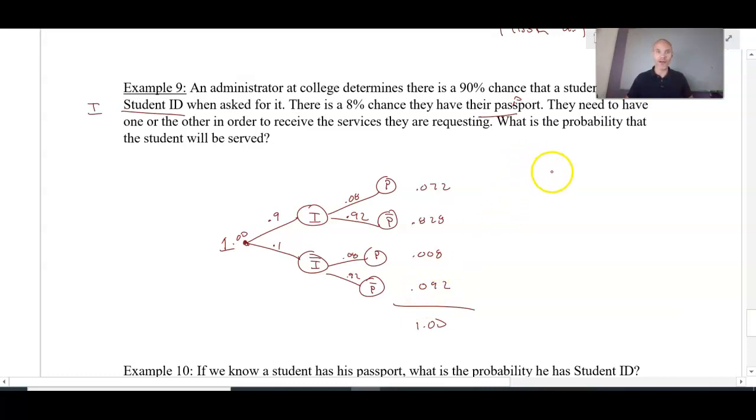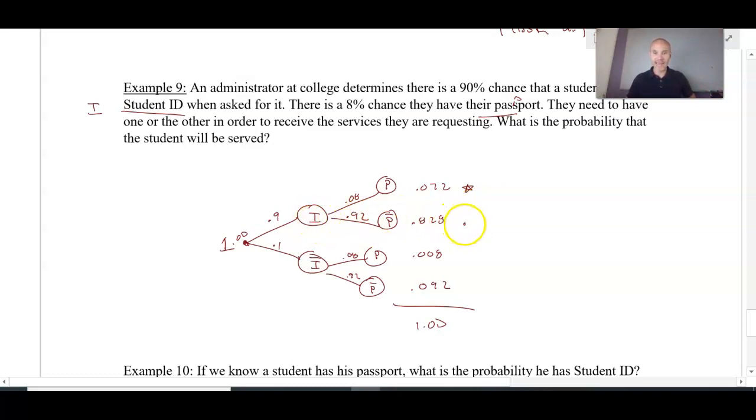We want to know, what is the probability that the student will be served? Well, they're going to be served as long as they have one form or the other. So where do they have one form or the other? Well, here they have both, which is okay, right? You can have both forms of ID. This doesn't say you can't bring your passport if you have your ID. They'll still be able to be served.